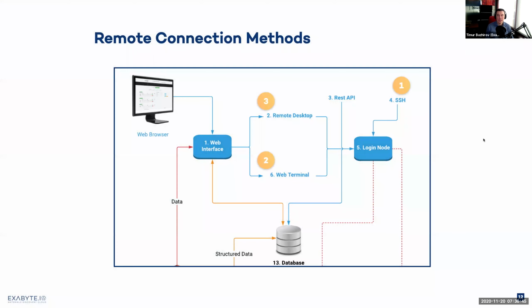So really, we'll be speaking about three most widely used methods: the secure shell connection to the login node, the web terminal connection, and the remote desktop connection. Both of these are executed from the web interface after connecting to it with a browser, and secure shell connection goes directly to the login node through secure shell terminal.